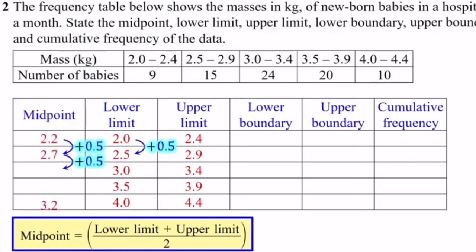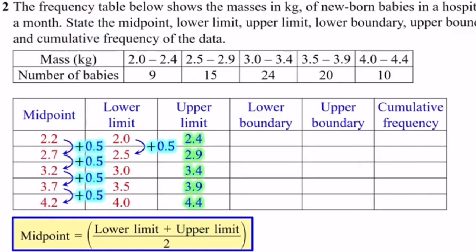2.7 plus 0.5, you get 3.2. And 3.2 plus 0.5, you get 3.7. Right? And then 3.7 plus 0.5, you will get 4.2. You will observe that it will end with 2 followed by 7. The pattern is there. So we have the last one, midpoint is 4.2. Alright, so we have settled the midpoint.